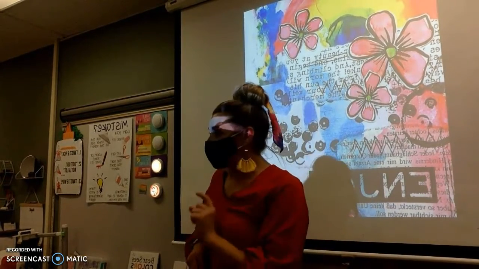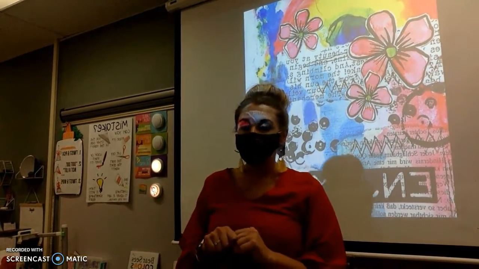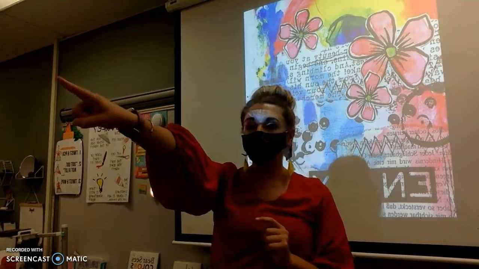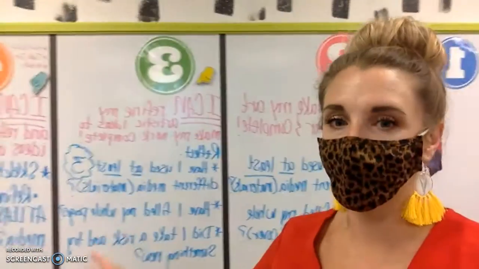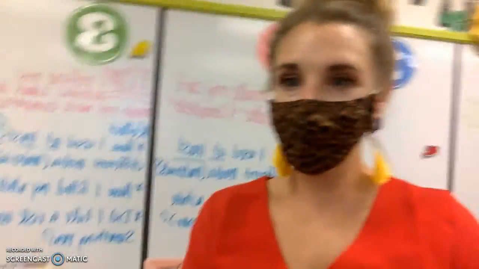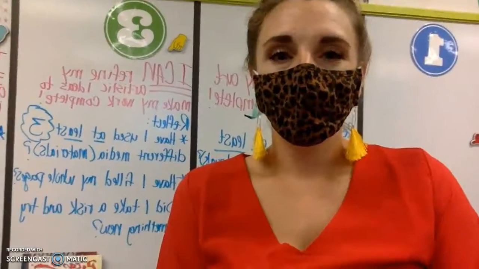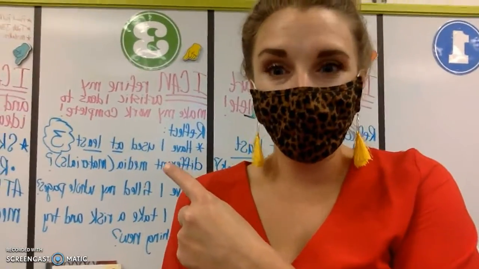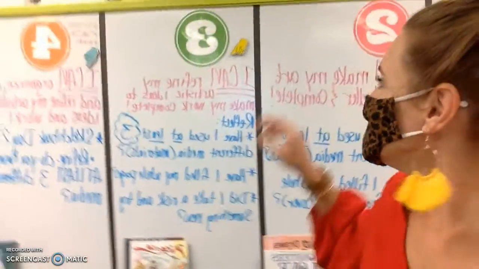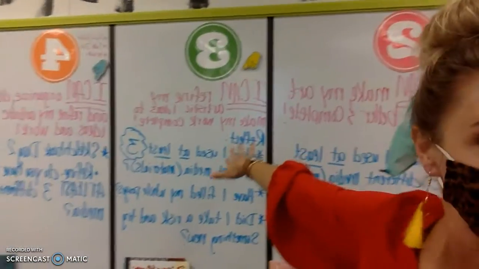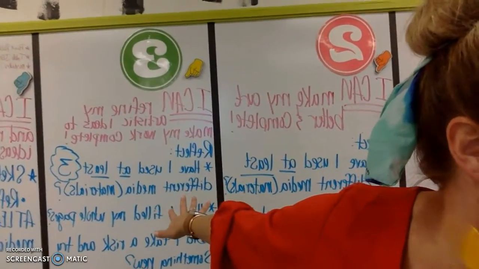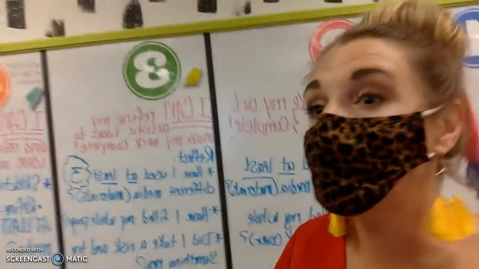So when you get your sketchbooks back today, what you're going to ask yourself are the 3 questions that are on the back board. Oh, and they're backwards on here, of course. They're backwards on here for you, but when you look at them in real life, they're right side forward. So our goal today is I can refine my artistic ideas to make my work complete. So we already have our ideas and our work in our sketchbooks. We're going to work on them and make them better.